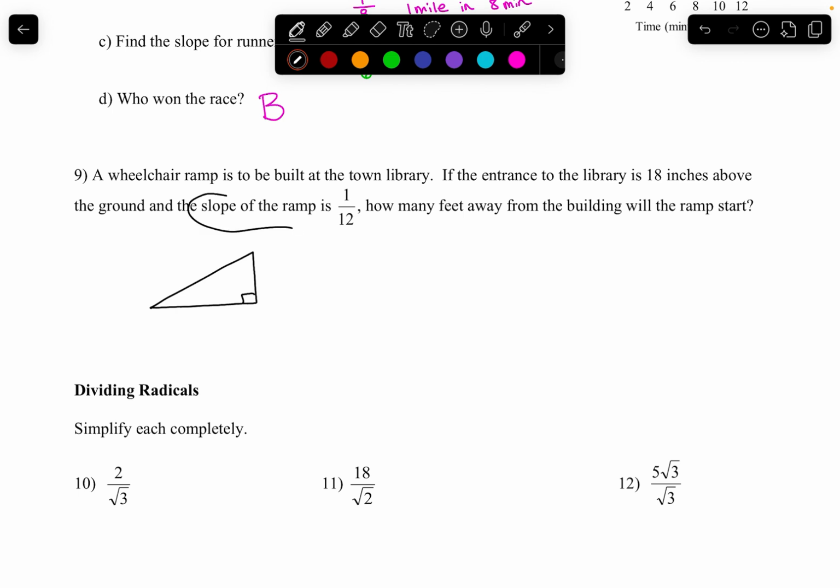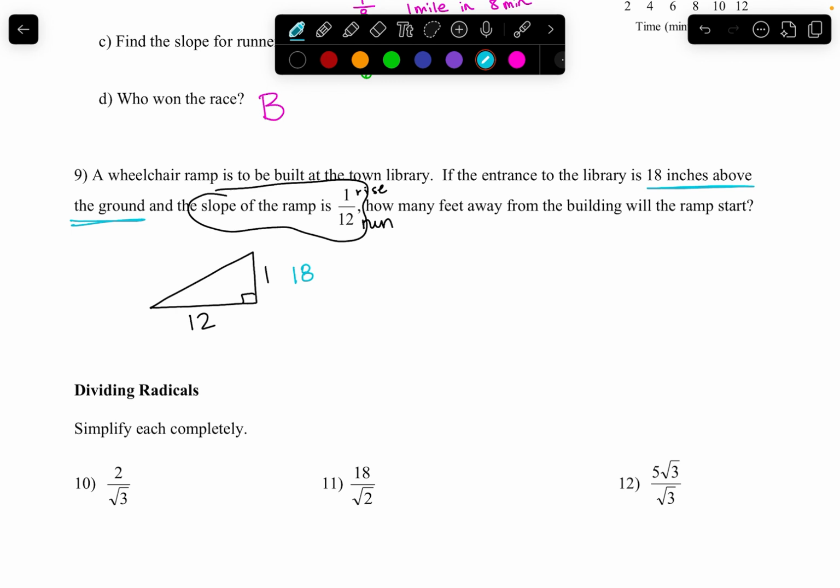So if you have a slope that is 1 over 12, that means you are going to rise 1 and run 12. So you're essentially rising 1 and you're running 12. And these are units. So for every 1 unit you rise, you will run 12 units horizontally, okay? They're telling us that the entrance to the library is 18 inches above the ground. So that means that this over here is going to be 18.